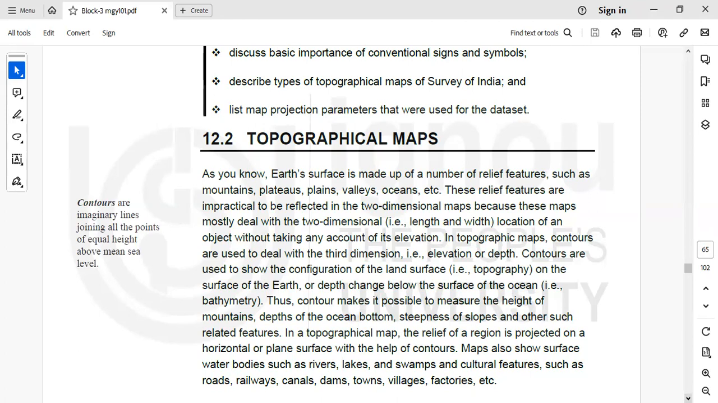What is topography? Topography is nothing but the height above the mean sea level. It is known as topography. And if we are measuring the depth below the mean sea level, then it is known as the bathymetry. So if you have the topographical map, then it indicates that this map represents the height or relief of the earth above the mean sea level.